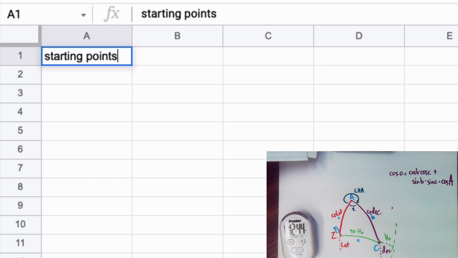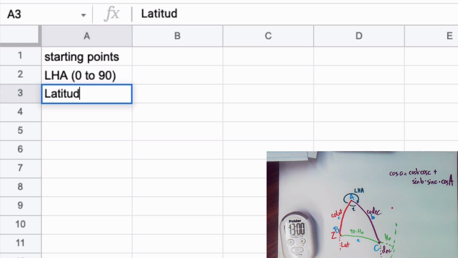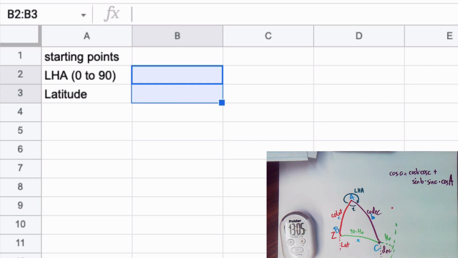Starting points. And our first starting point is going to be LHA, and I'm just going to put a little indicator 0 to 90 because we're going to cover all the other local hour angles as well. And we're also going to have latitude. Now, I'm going to highlight these two cells green.